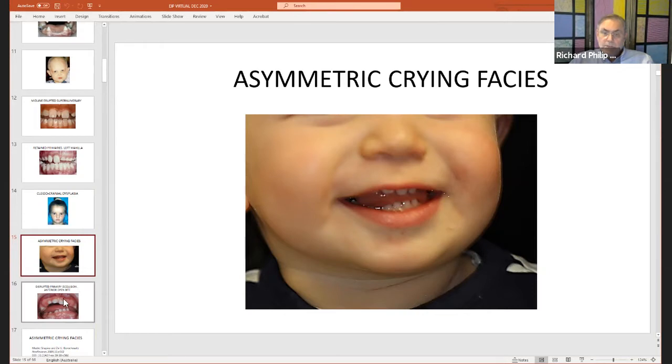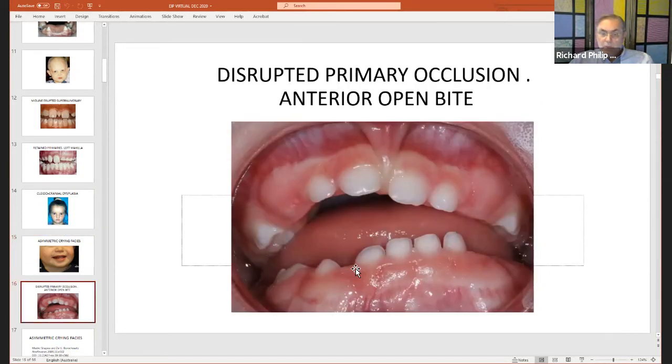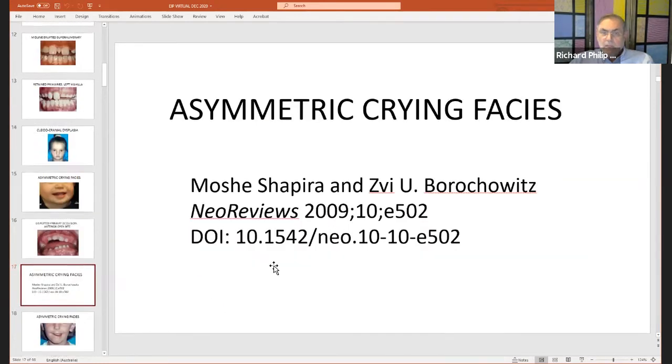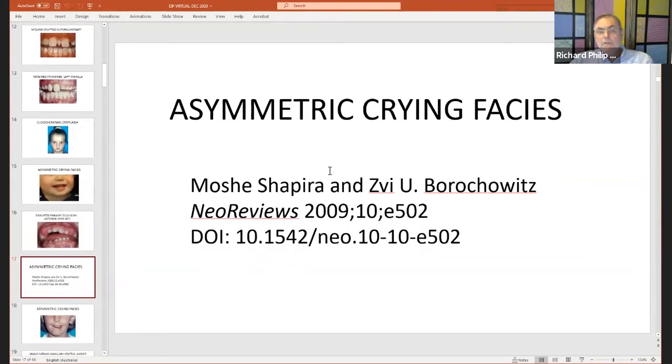It affects the dentition in that the muscle is pushing across these teeth, and there's also a pacifier habit which is interrupted there, and it alters the occlusion. The asymmetric crying face is interesting because of its association with other areas of medical interest, such as renal, particularly cardiac, maybe digital anomalies. And there's a very good summary of the issues around the asymmetric crying face from these people here.